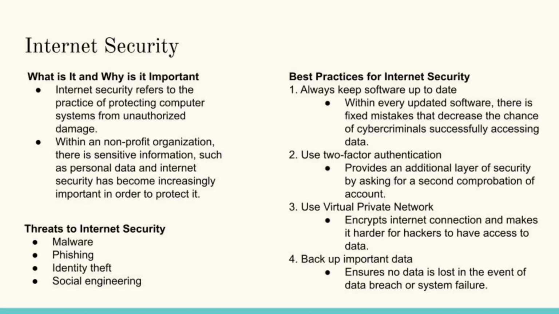The first way is to always keep the software up to date. Within every updated software, there are fixed mistakes that decrease the chance of cyber criminals successfully accessing the data. Second is to use two-factor authentication. This is something that we're all familiar with. It simply provides an additional layer of security by asking for a confirmation of your account. Third is to use a virtual private network, which is also known as a VPN. This simply encrypts the internet connection and makes it harder for hackers to have access to the data. And last but not least is to back up important data. This ensures that no data is lost in the event of a data breach or system failure.